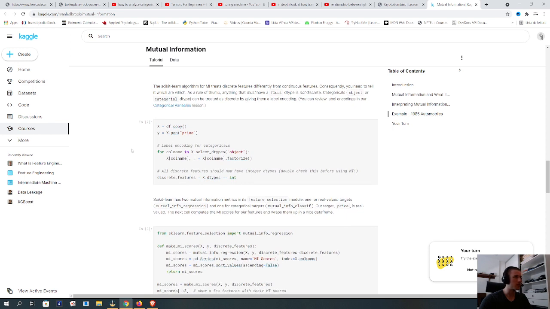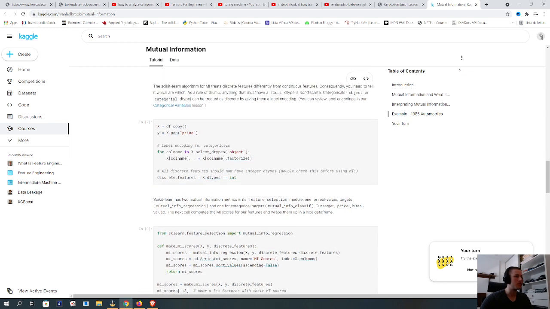The scikit-learn algorithm for MI treats discrete features differently from continuous features. Consequently, you need to tell it which are which. As a rule of thumb, anything that must have a float dtype is not discrete. Categoricals, object or categorical dtype, can be treated as discrete by giving them a label encoding.